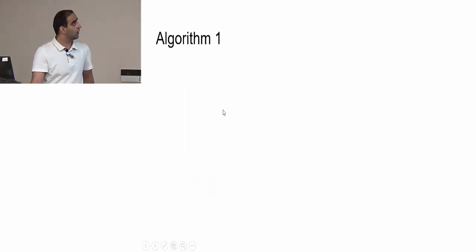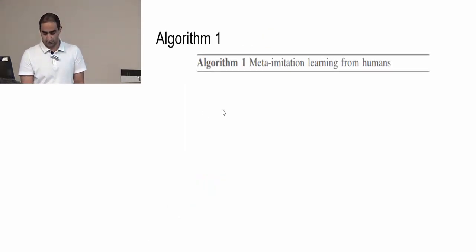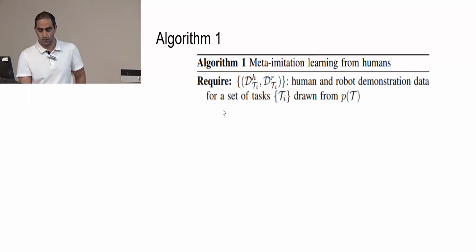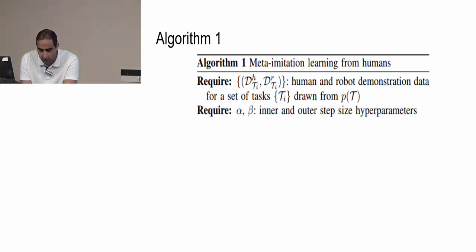Now let's take a look at the algorithms for this. One algorithm is meta-imitation learning from humans. It's the meta-training part. It requires the human demonstration and robot demonstration for each task. It also requires two hyperparameters, alpha and beta.